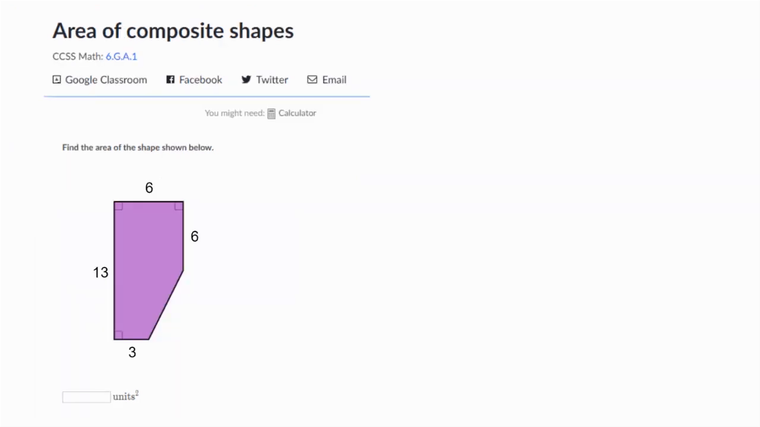Here's another quick example. You can break this up into whatever shapes you see. I first see a rectangle and a trapezoid. A rectangle is area equals base times height, so 6 times 6, which is 36. And on the bottom, a trapezoid is base 1 plus base 2 times height divided by 2. Again, the two bases on a trapezoid are the ones that look like they're parallel to each other. So the longer base is 6 because it's the same as the 6 on the red square, and the other base is 3.